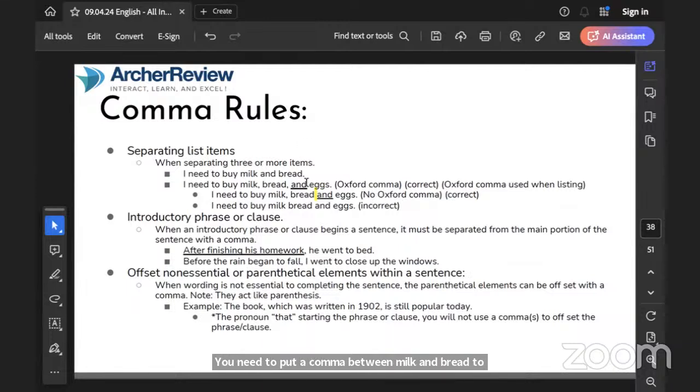And then this is where you got to pay attention because they might use one in one sentence where they're using the comma before the coordinating conjunction and following the Oxford comma rule.